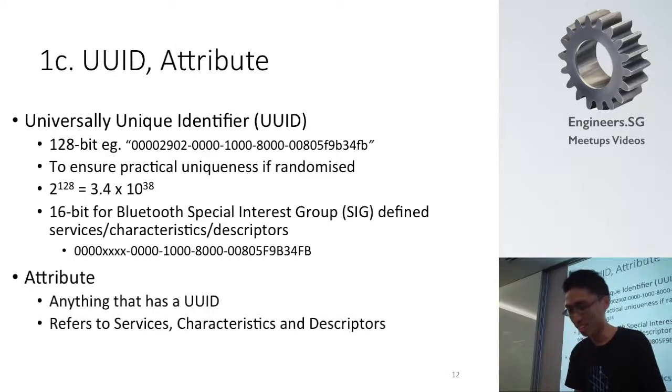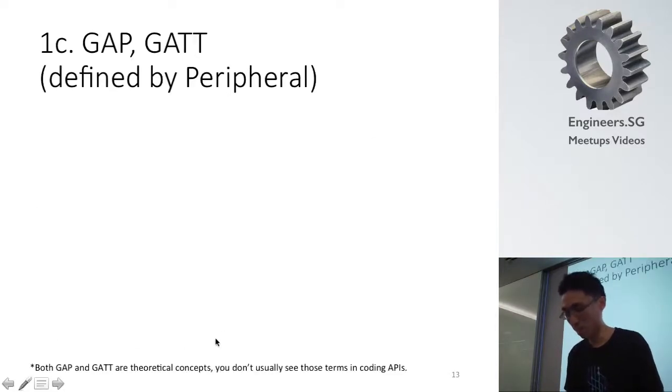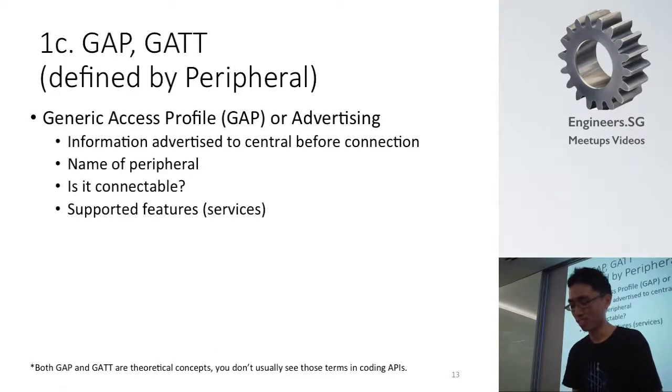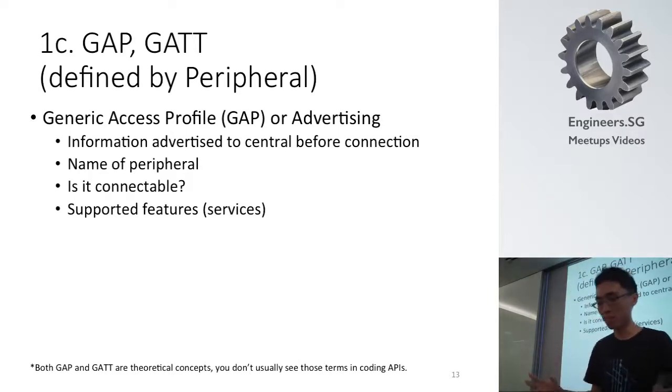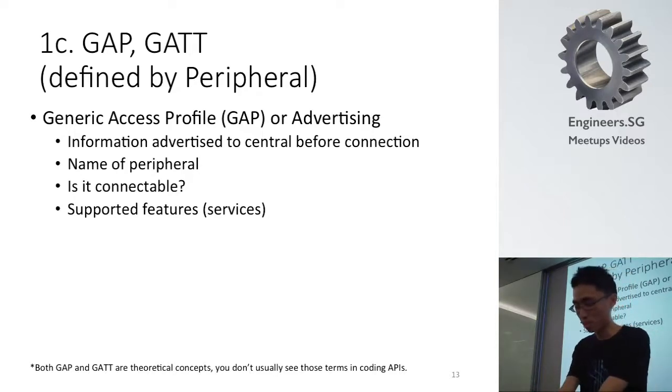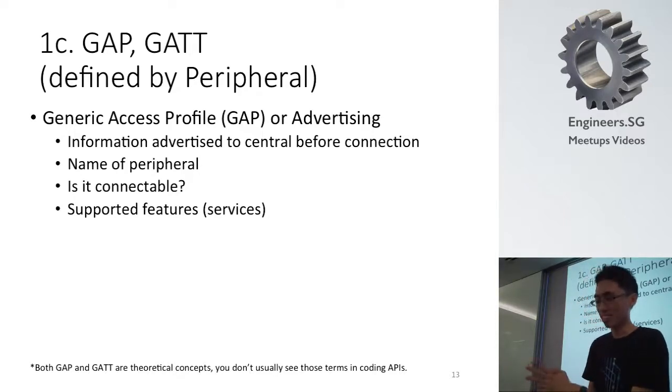Attribute: anything that has a UUID is an attribute. It generally refers to this, which I'll come to later. So, the GAP and the GATT. First, the Generic Access Profile. This is actually advertising. It's what the peripheral sends out to the world as information. This includes the name, whether the central can connect to it, and what features it supports.